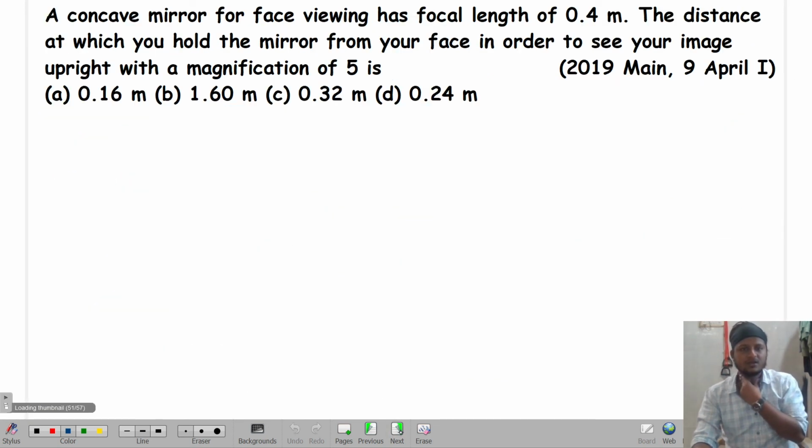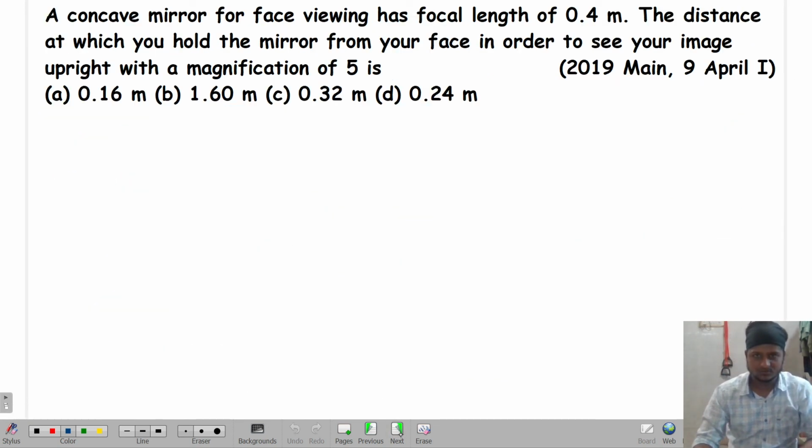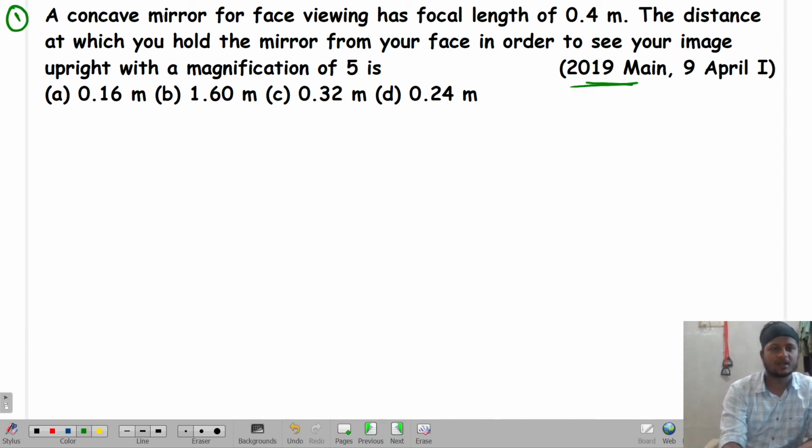Now look over here. I'll start with a JEE Mains previous year problem. Simple problem, 2019 Mains. A concave mirror of face viewing has a focal length of 0.4 meter. The distance at which you should hold the mirror from your face in order to see your image upright with a magnification of 5 is.